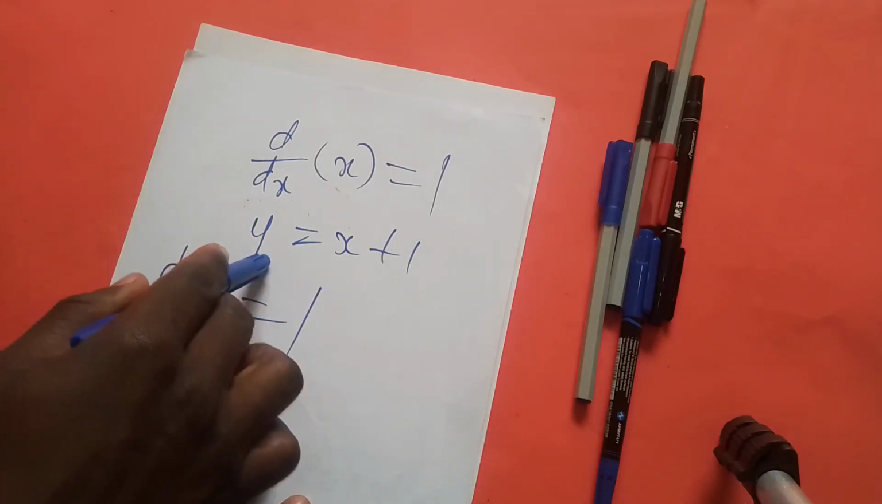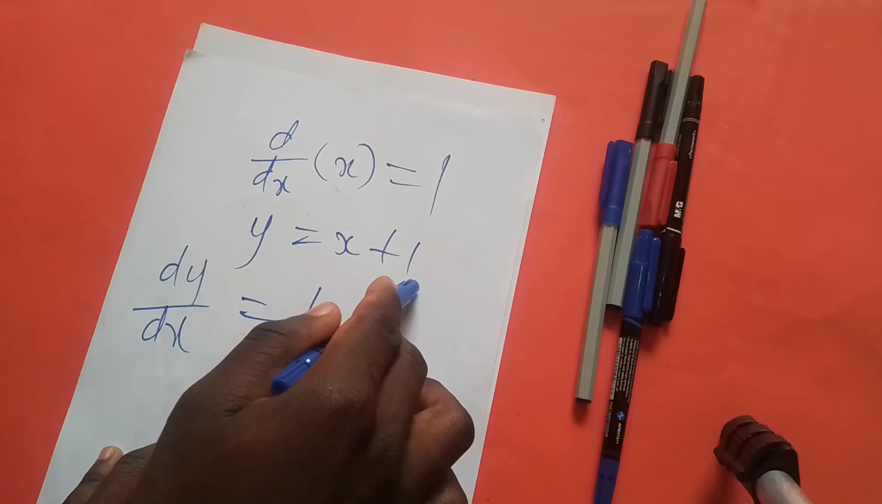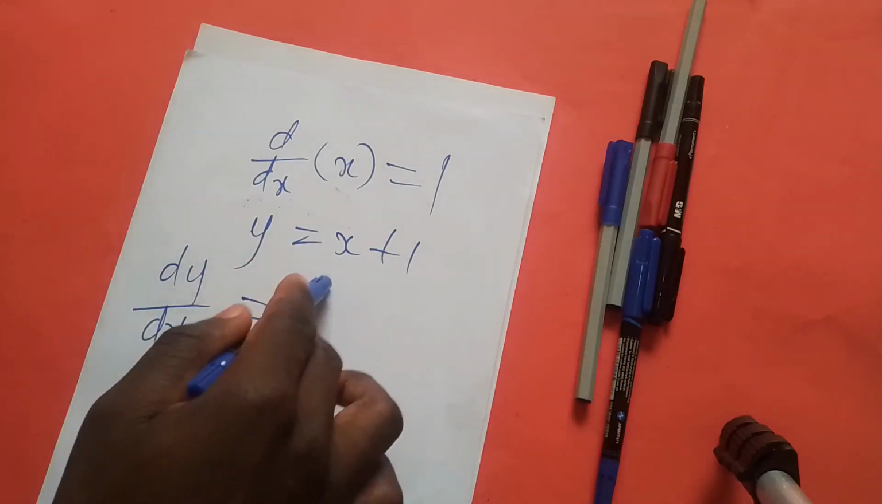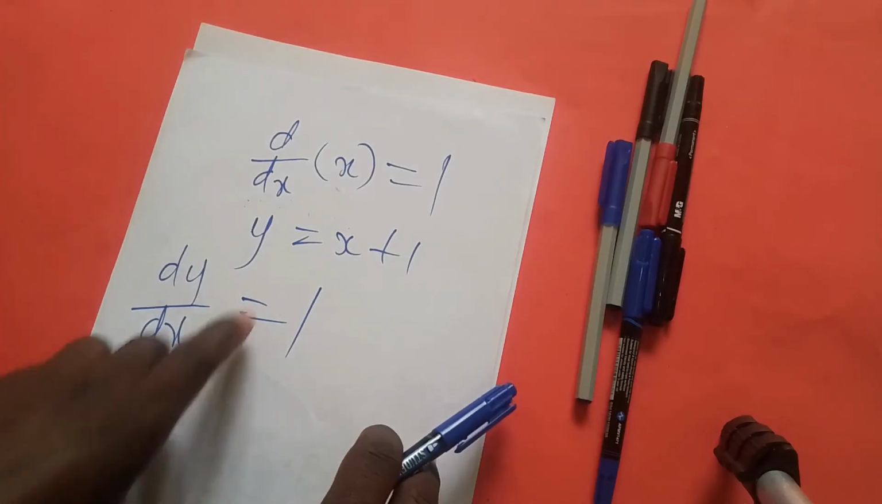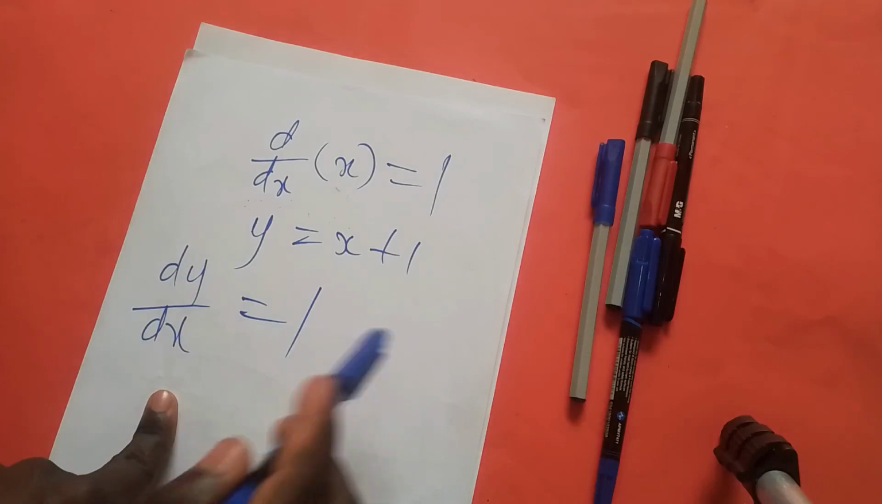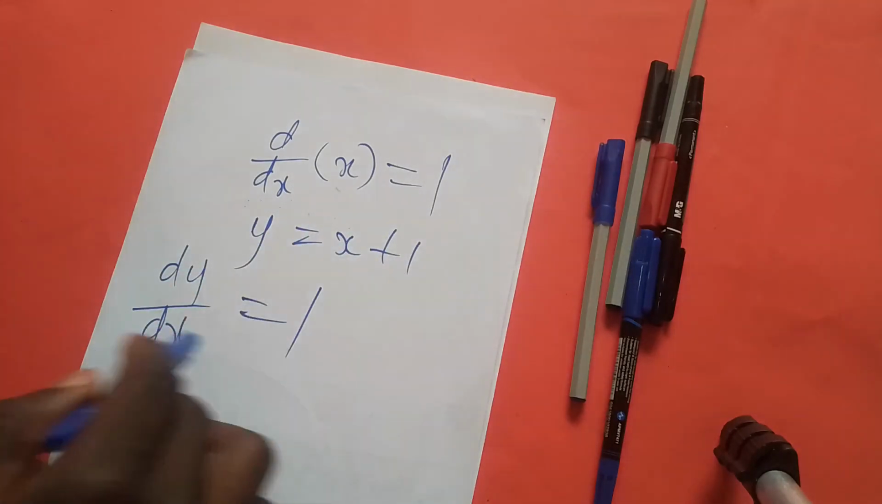Because somehow y is related to x, right? How is y related to x? y is related to x by the equation y is equal to x plus 1. Therefore, when we want to differentiate y, we're now differentiating y with respect to x. Therefore, the derivative of this equation is equal to 1.